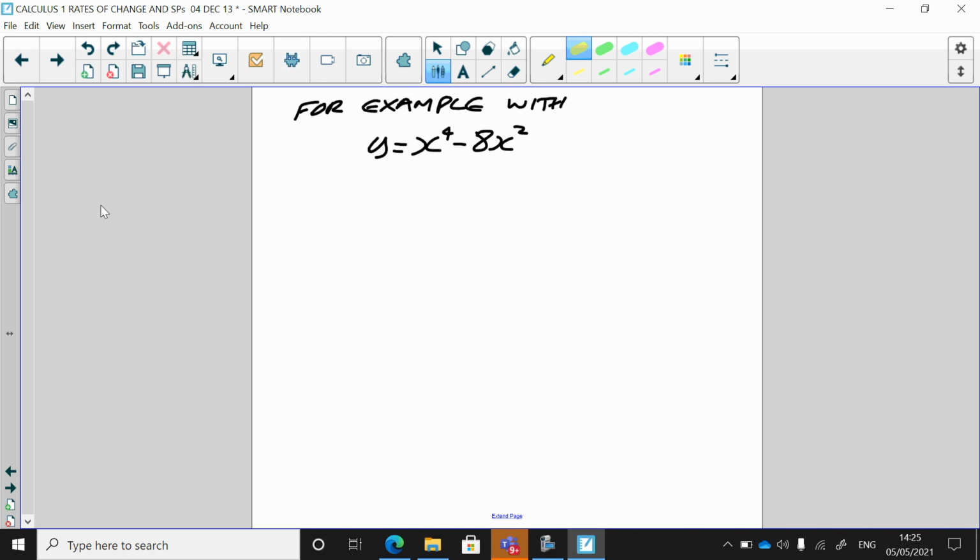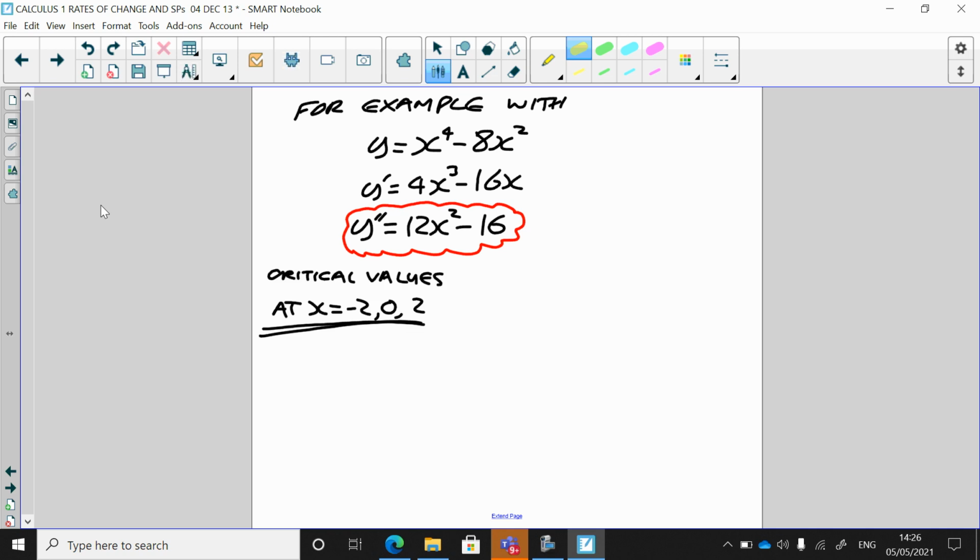So I'm just going to give you a little example here. So here, x to the 4 take away 8x squared. We looked at that earlier. That's my first derivative. Okay, let's go for the second derivative. Okay, that's my second derivative. Let's use the second derivative test here. I already had the critical values of negative 2 and 0 and positive 2. So I'm going to put them in and see what answers they come up with.